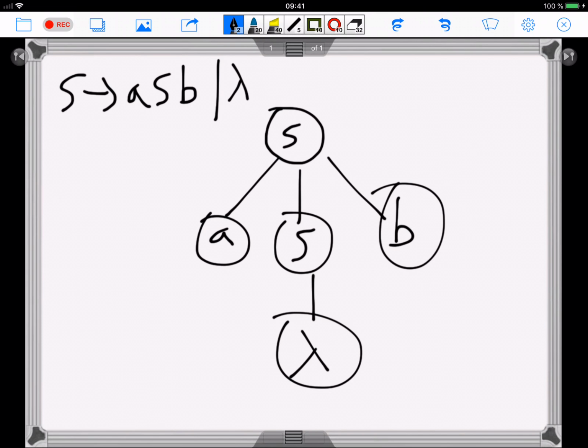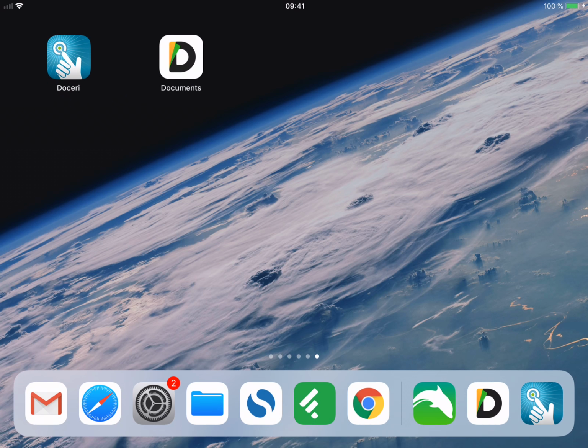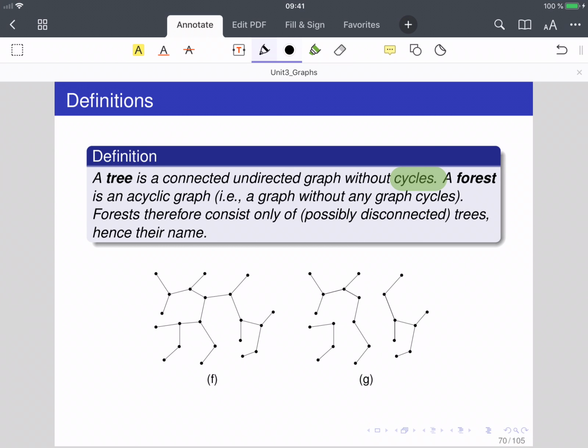So this definition of tree includes the kind of trees that we already know about. This is a definition that encompasses the kind of structure that we already know about. And here in the figure, you can see a more complicated example of a tree. This is a graph that is obviously connected, and you can see that there are no cycles. So this is a tree in the sense that we have just defined.